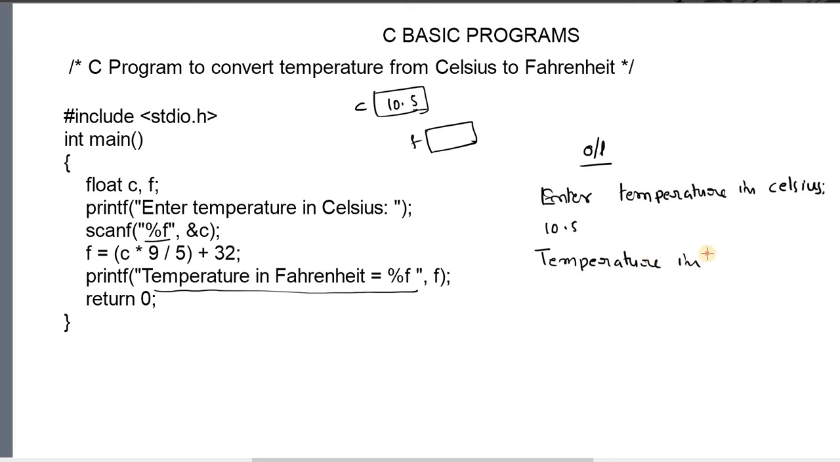Temperature in Fahrenheit: some value which is in F. You can calculate this result. Put the C value as 10.5, then calculate it, and you can write it here. Thank you.